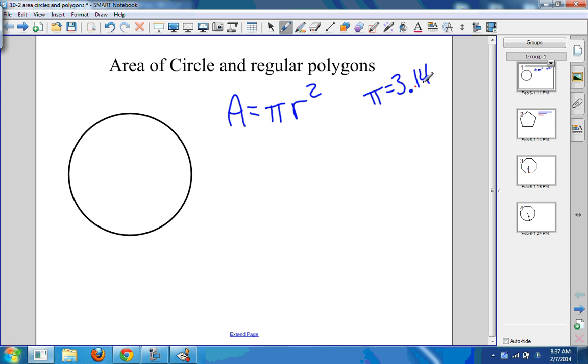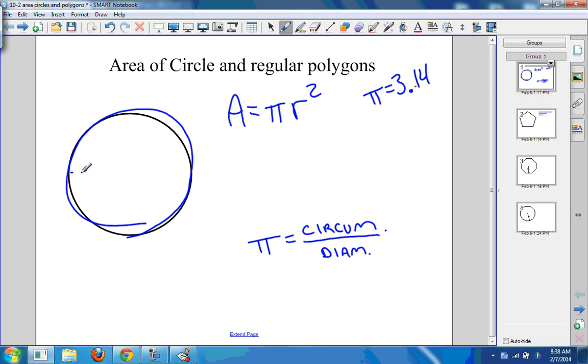3.14, which is good. But you should also know that pi is actually equal to the circumference of a circle divided by its diameter. So all the way around the circle divided by the diameter going through the circle. This works for all circles, big, small. The circumference over the diameter.